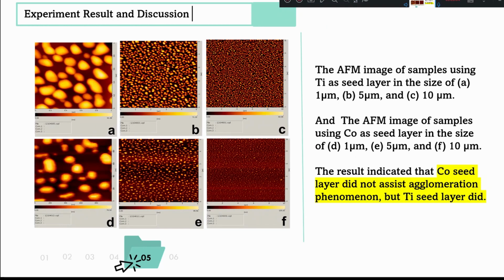Figures A, B, C are AFM images with sizes of A 1 micrometer, B 5 micrometers, and C 10 micrometers when titanium was used as a seed layer. And figures D, E, F are AFM images with sizes of D 1 micrometer, E 5 micrometers, and F 10 micrometers when cobalt was used as a seed layer. This result indicated that the cobalt seed layer did not assist agglomeration, but the titanium seed layer did.